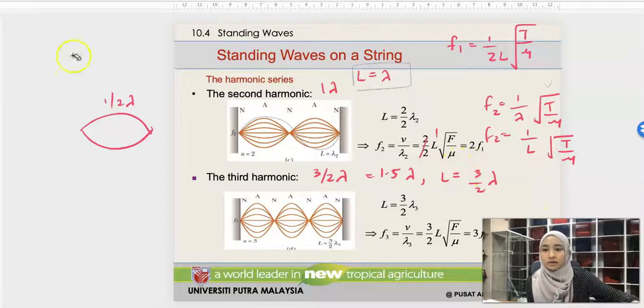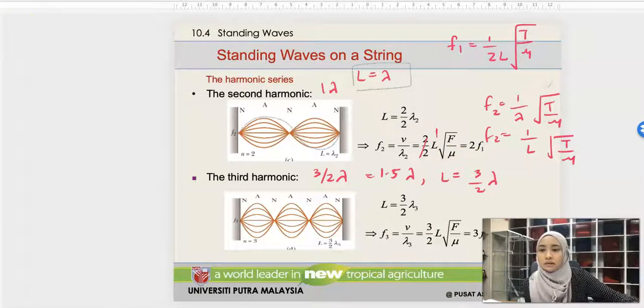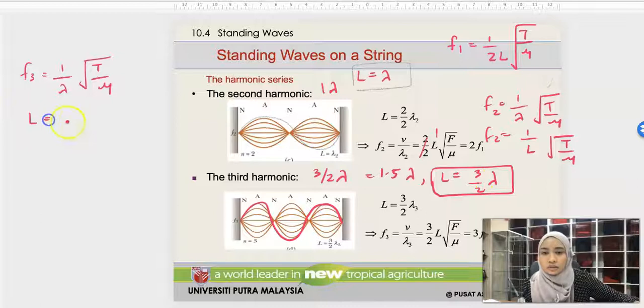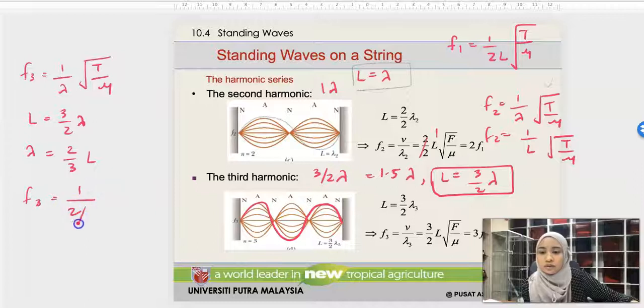Now, let's do the third harmonic on this side. F3. I want to know what lambda I need to substitute. I know that my V is just this equation. We have seen this is 1 lambda and a half of a lambda, so it's 1.5 lambda. L is 1.5 lambda, or 3 over 2 lambda. I want to substitute lambda for L, so I need to rearrange this equation to become lambda equals 2 over 3 L. So now I can substitute for lambda. F3 equals 1 over 2 over 3L times the square root of T over mu, and rewriting this gives me 3 over 2L times the square root of T over mu.